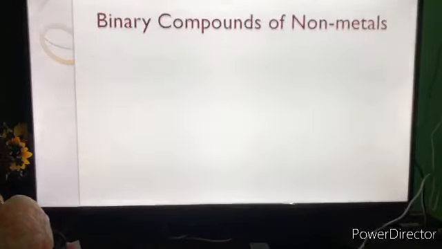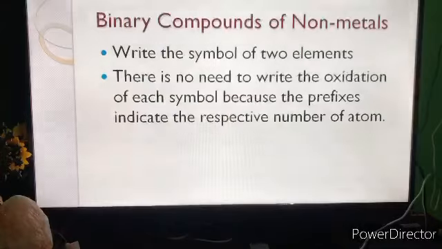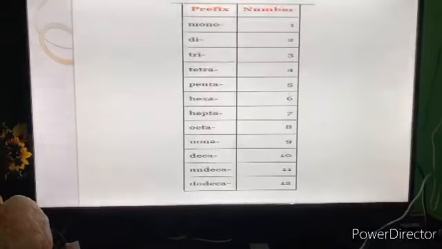Now, let us proceed with naming binary compounds of nonmetals. First, write the symbol of the two elements. Second, there is no need to write the oxidation number of each symbol because the prefixes indicate the respective number of atoms. Let me show you again the prefixes and the numbers. Mono means 1, di means 2, tri means 3, tetra means 4, penta means 5, hexa means 6, hepta means 7, octa means 8, nona means 9, deca means 10, undeca means 11, and dodeca means 12.